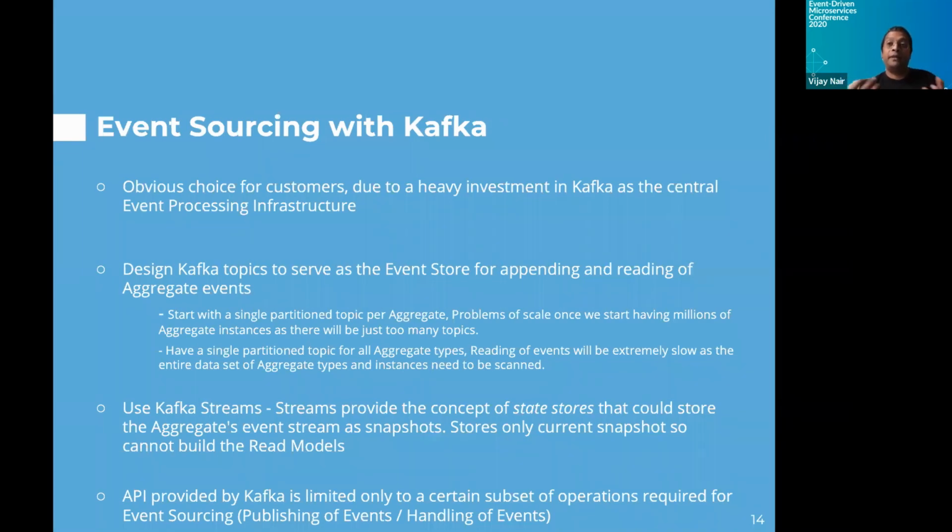It's not a problem per se, but it's the way Streams were designed, to have just the current snapshot for event streaming. And when it comes to the event sourcing aspect, you suddenly realize that Streams cannot provide you the same capability that a regular event store would provide. Finally, from an API perspective, Kafka is limited to a certain subset of operations. Kafka is primarily used in the event streaming world, so the operations are catered more for event streaming, basically the publishing of events and handling of events. There are a lot of operations that you would generally have in event sourcing around snapshots and the like, which Kafka cannot provide to you out of the box. You would have to start building them around it.